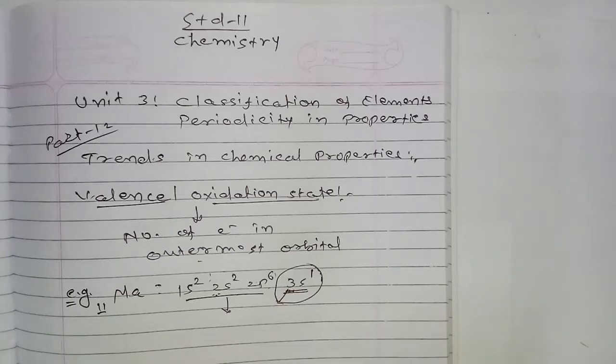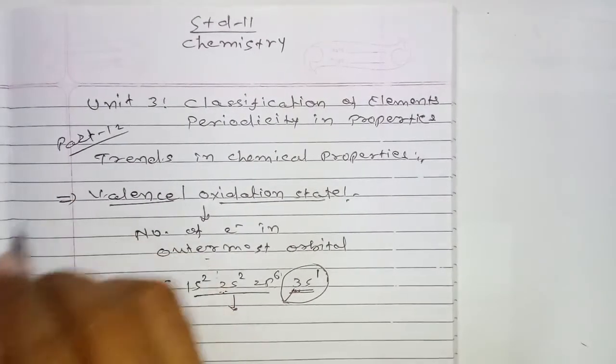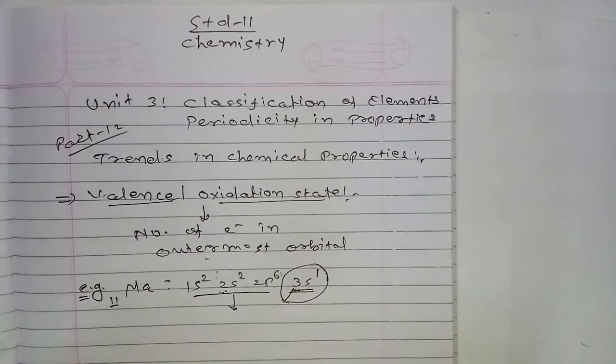Standard 11 Chemistry, Unit 3, Classification of Elements and Periodicity in Properties, Part 12, Trends in Chemical Properties. Here we discuss valence or oxidation state.